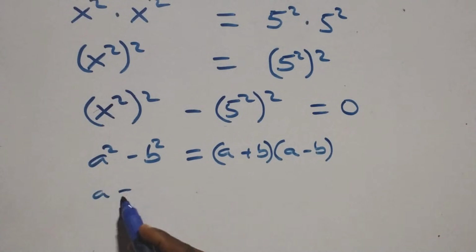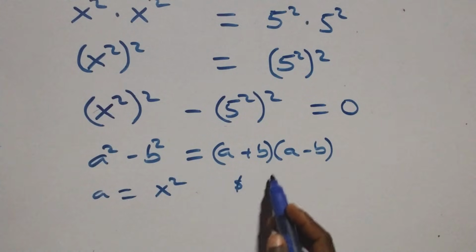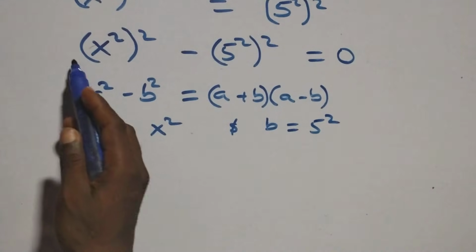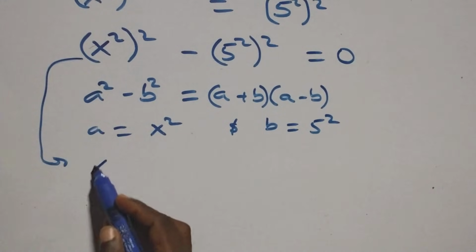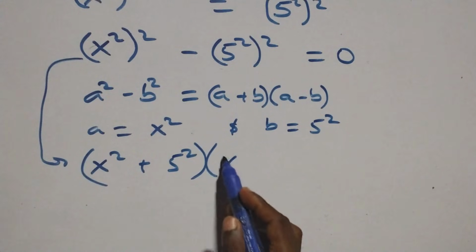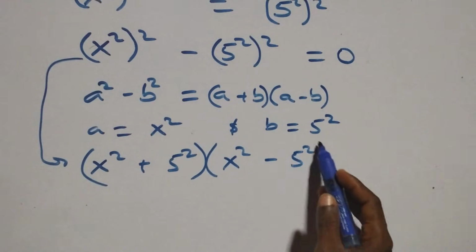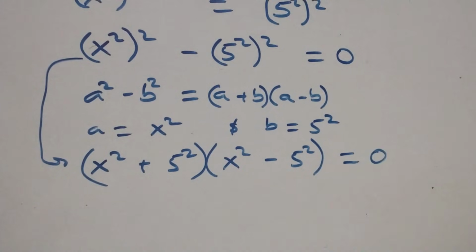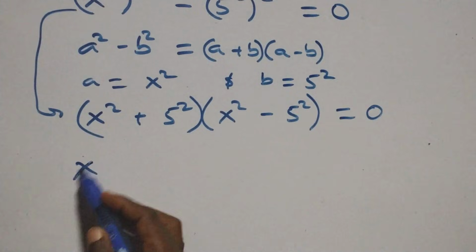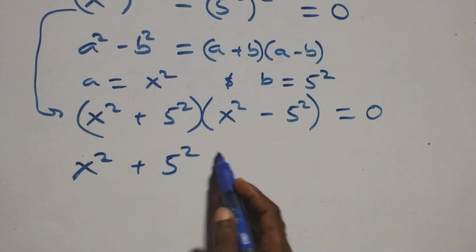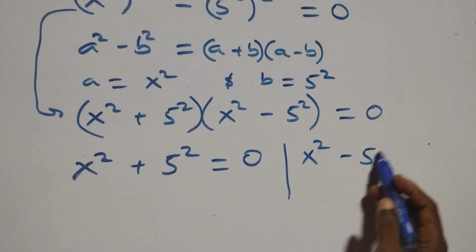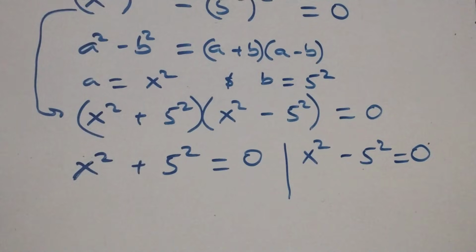Here, a standing as x squared and b standing as 5 squared, which implies we can rewrite this and we have x squared plus 5 squared into brackets, also open bracket, x squared minus 5 squared close bracket, equals to 0. Here we have two possible cases. The first one, x squared plus 5 squared equals to 0, or we have second case, x squared minus 5 squared equals to 0.